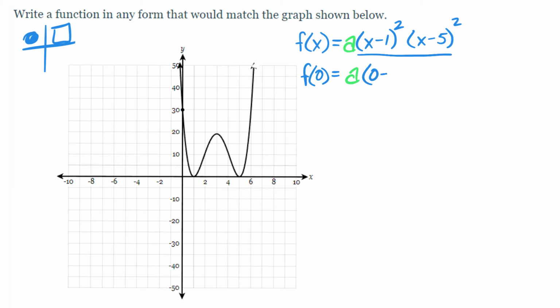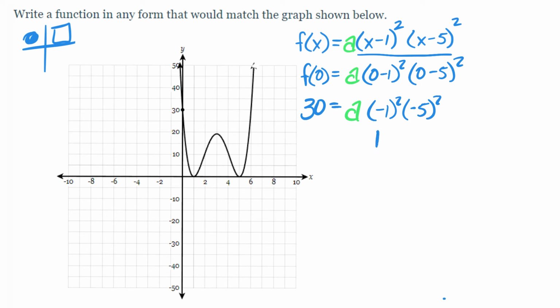So I'm plugging in 0 to see what my y-intercept is. Remember, anytime you want a y-intercept, just plug in x as 0. According to our graph, our y-intercept is supposed to be 30. Let's see if ours actually comes out to be 30. This ends up being -1 squared. This ends up being -5 squared. If you don't use parentheses, you're going to have an issue. Remember, parentheses are very important. This is -1 times -1, which is 1. This is -5 times -5, which is positive 25.